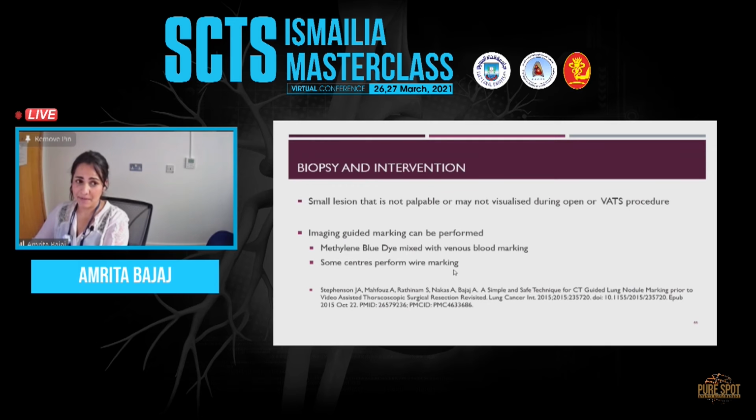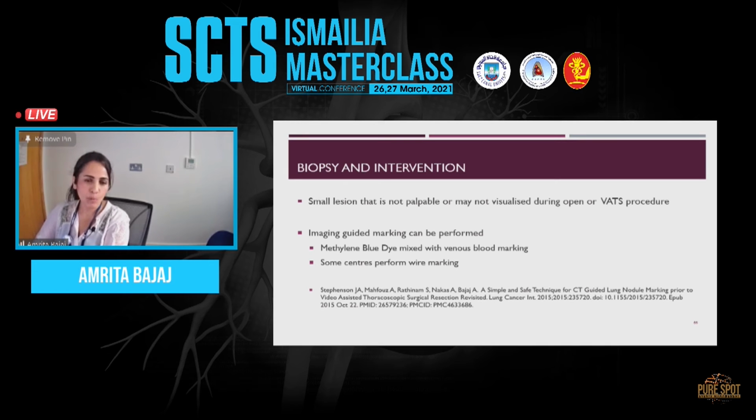So where else can we benefit from biopsy? The other thing we use very often in this trust is marking small lesions which are not palpable or may not be visualized under a VATS procedure. We published this in 2015, a local experience with 50 patients, and there have been innumerable cases since. We mix the patient's own venous blood with methylene blue dye in less than 50% dilution, and mark the site extending from the level of the lesion up to the level of the pleura.